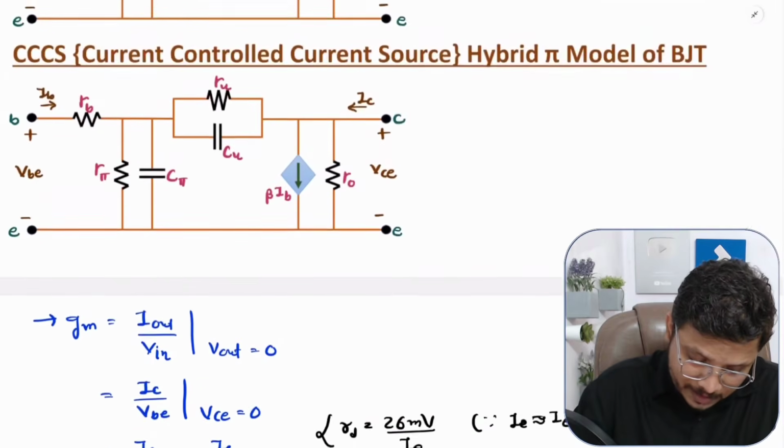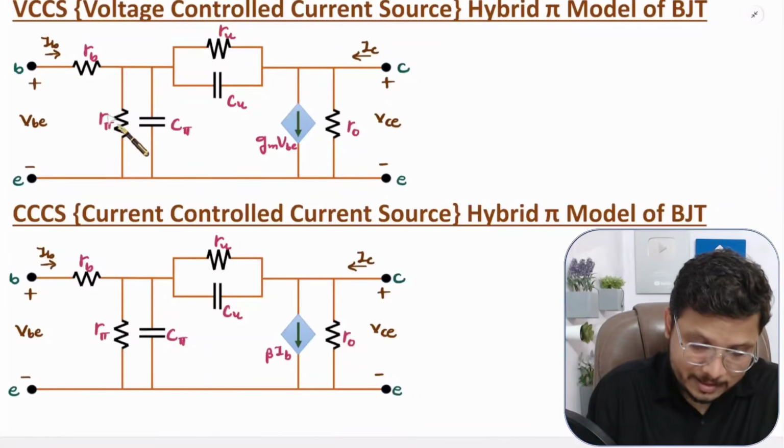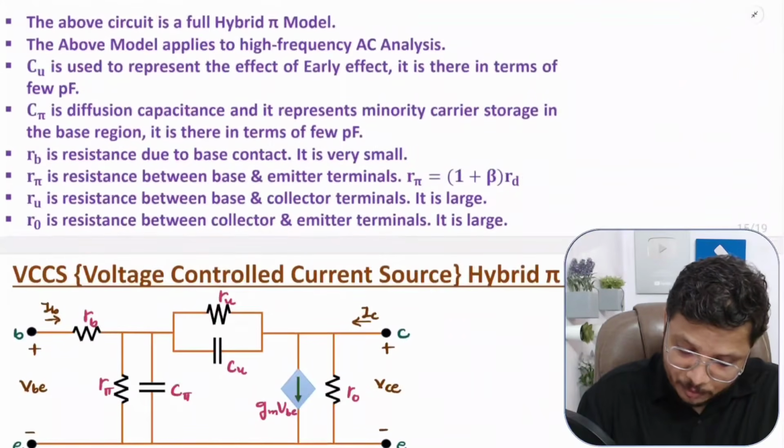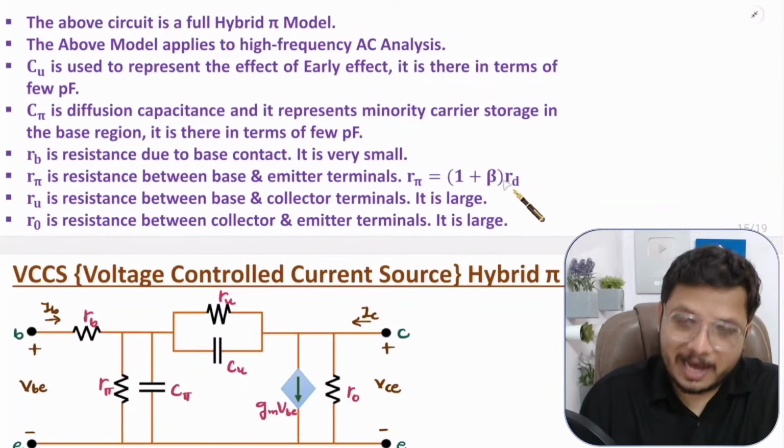Here if you observe, we have the R-Pi resistor. So R-Pi, as I have told you, is (1 plus beta) RD.